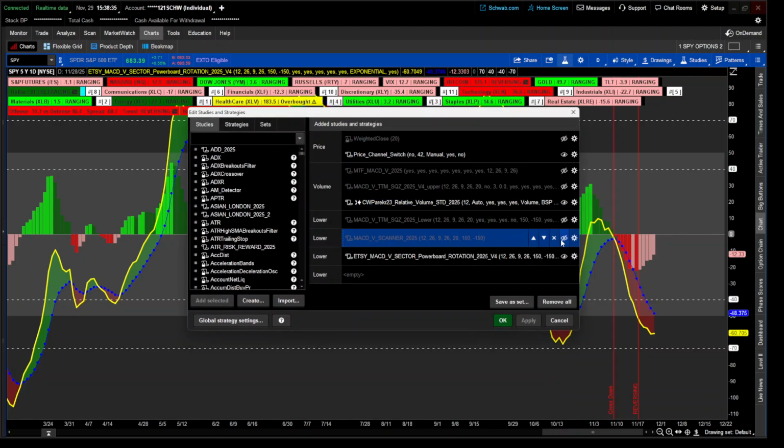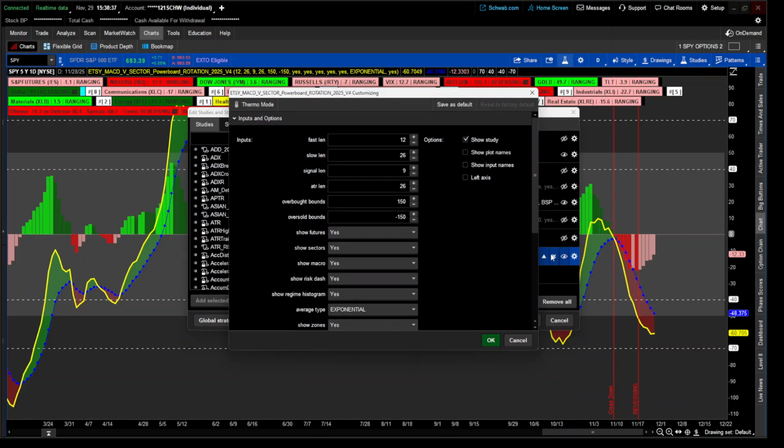So we actually go into the actual indicator. You can go in there and change these different things as well, but these lines are going to go according to what the MACD is.